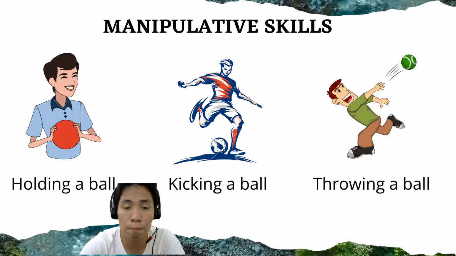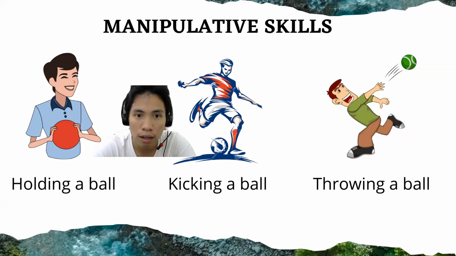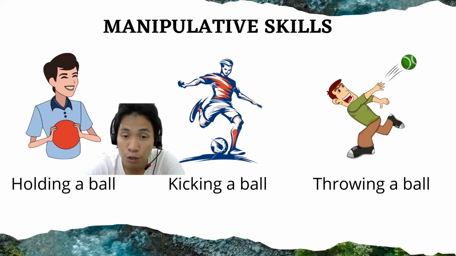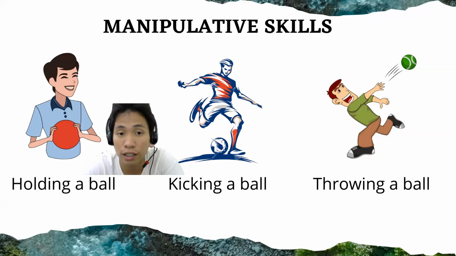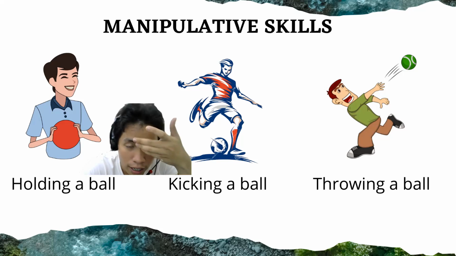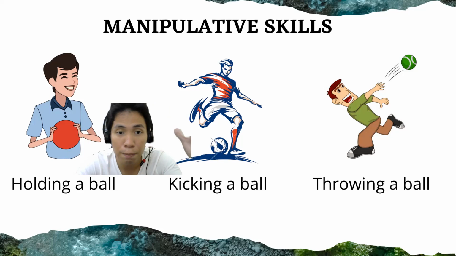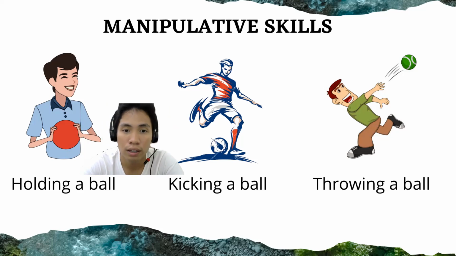Again, holding a ball, you are manipulating the ball. You can do whatever you want with the ball. You can either shoot the ball or you can throw the ball. You can also kick the ball. So that is still part of it. Manipulation is not necessarily done with our hands. You can also use any part of your body. So you are manipulating an object. Also throwing a ball, same thing.